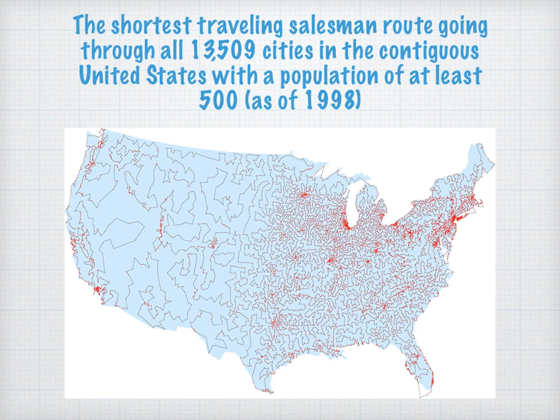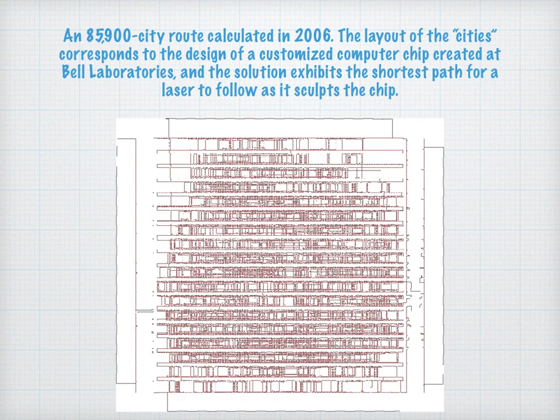Here's a map showing the shortest path to visit all cities in the contiguous United States with a population of at least 500. This was done in 1998, so we'd have to do a new map now. Here's another example with even more cities, and it gives you some idea of how it might be applied to laying out the wiring for a computer circuit where you want to minimize the cost of wiring.